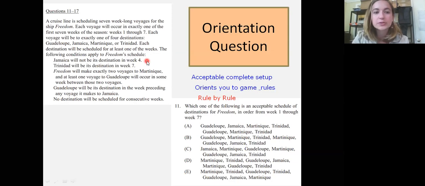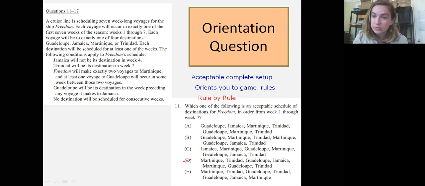So I go to the first rule. J will not be in week 4, and all I do is put that rule in my head, and I go through each answer choice just checking to see if J is in week 4. So J is not in week 4, A is okay, B is okay, C is okay. Oh, D has J in week 4. So I'm going to go ahead and eliminate D.